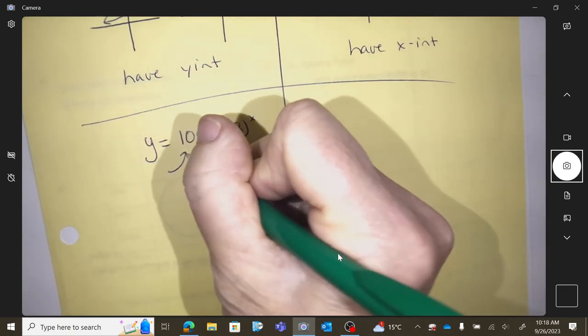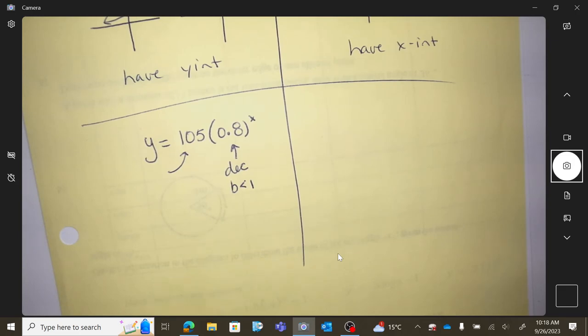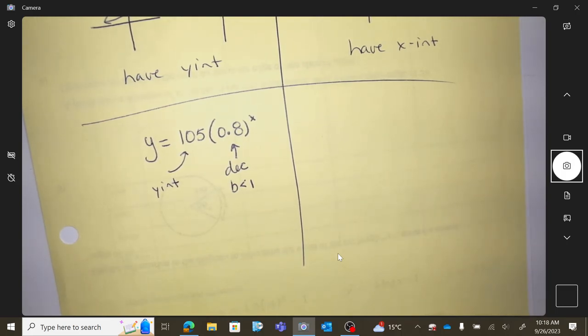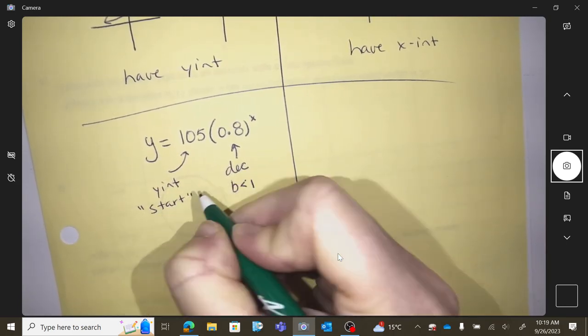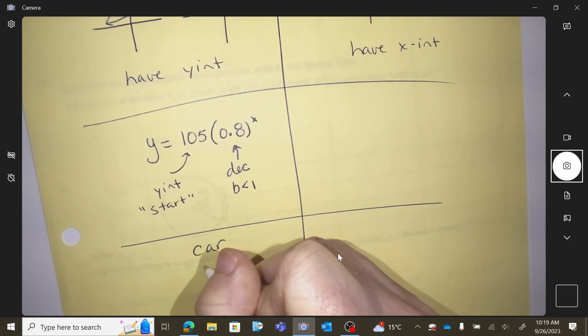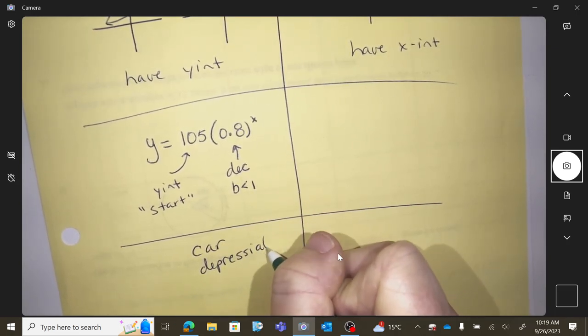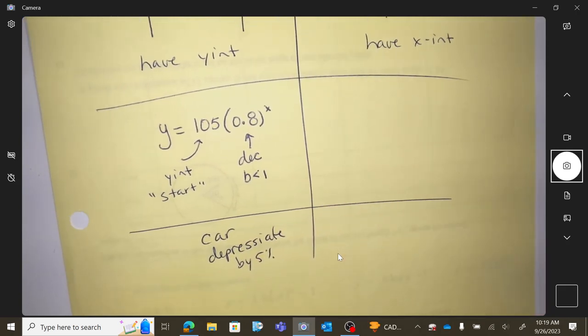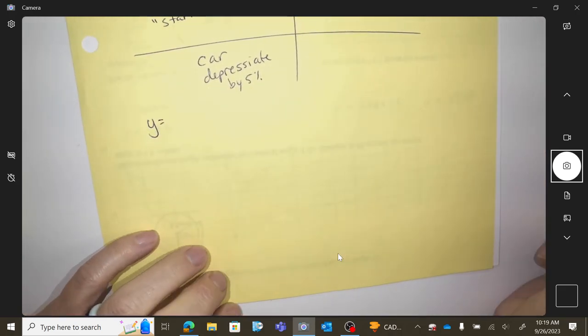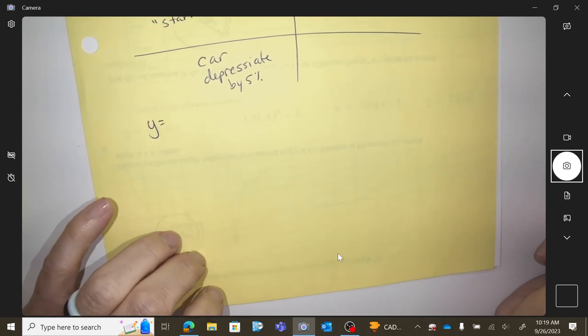Okay, what does this represent again? It's your y-intercept. So if it's connected to a word problem, what would it represent usually? The starting whatever, starting population, starting price, whatever you have, it's the start of it. The y-intercept, it's where you start from, okay? If I had a car and I depreciate by 5%, what's the starting price of your car? What's the price of a car you're going to buy?